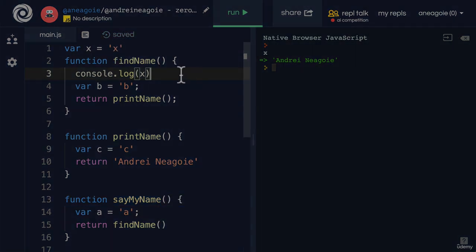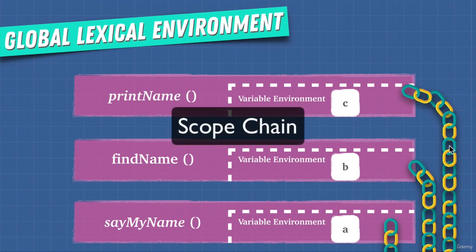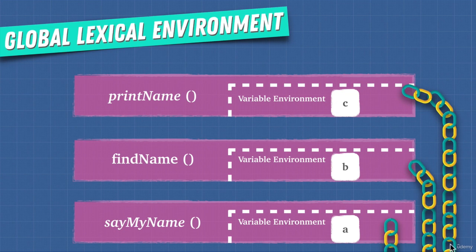Let's see how this works in a diagram. All of these functions have a global lexical environment. That is, they're written in the global space, not inside of another function, just on the main page, they just get attached to the window object or the global object. So all these functions have their own variable environment. They have access to each their own variables, but they also have this little link, what we call a scope chain. And this scope chain links and gives us access to variables that are in our parent environment. In this case, the global environment.